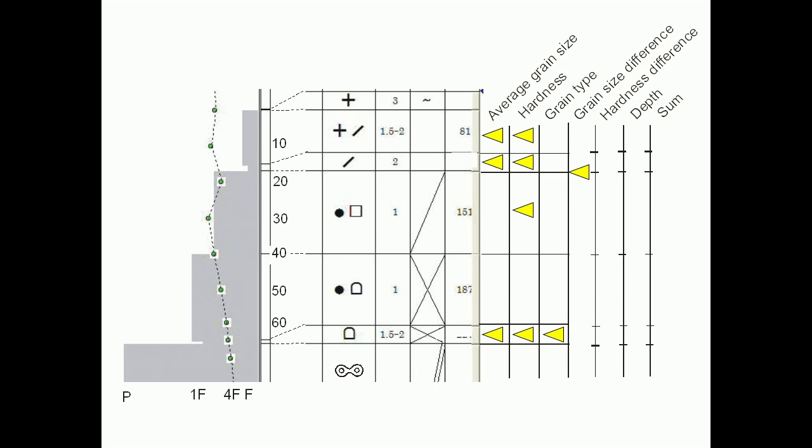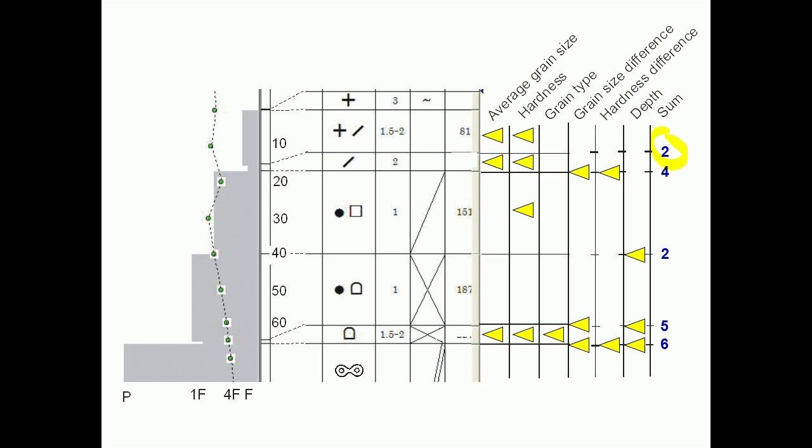These three interfaces have a grain size difference greater than 0.5 millimeters. These interfaces have a hardness difference greater than 1. These interfaces are between 20 and 85 centimeters below the snow surface. Now let's add up the flags for each interface and adjacent layer. If both adjacent layers have a flag for a specific property, we only add one flag for that property.